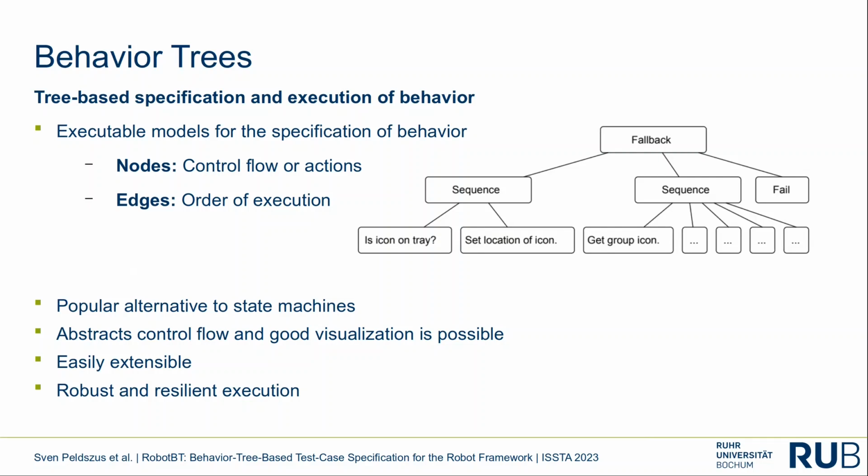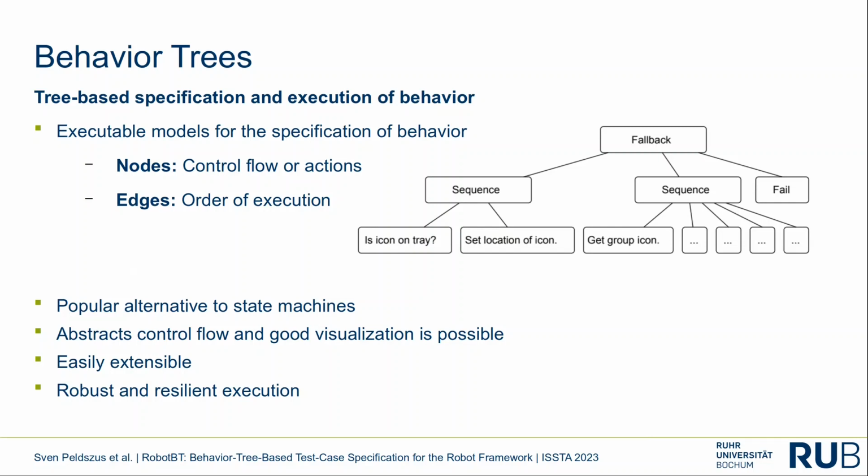So if one of those nodes fails, we have a logic that continues the execution. So for example, if for some reason this is icon on tray action we perform fails, and that's not because we don't find the icon, but due to some exception, for example, our sequence node knows how to proceed. In this case, it will fail. We'll go back to our fallback node and just continue with the next alternative. So this makes it very robust at execution.